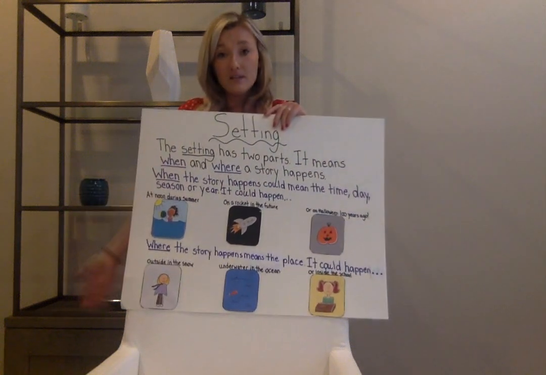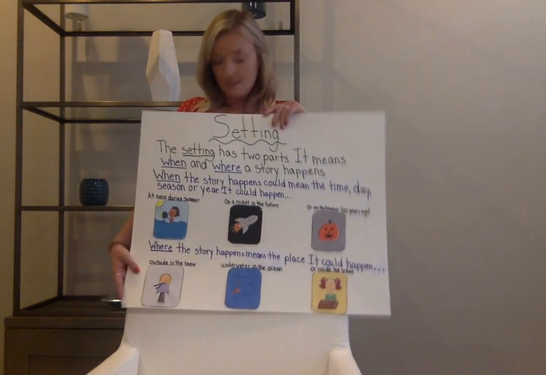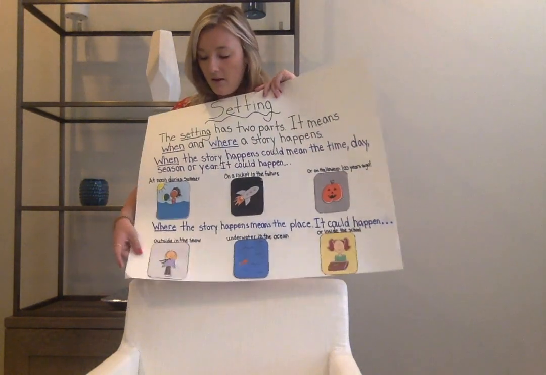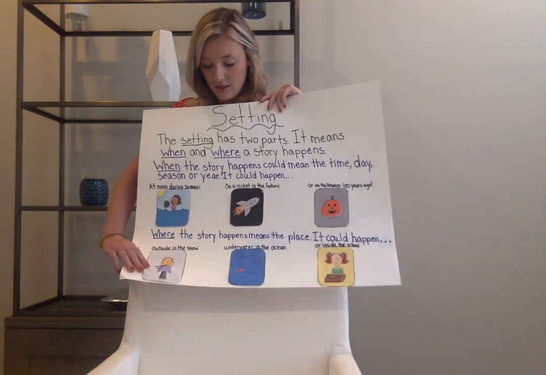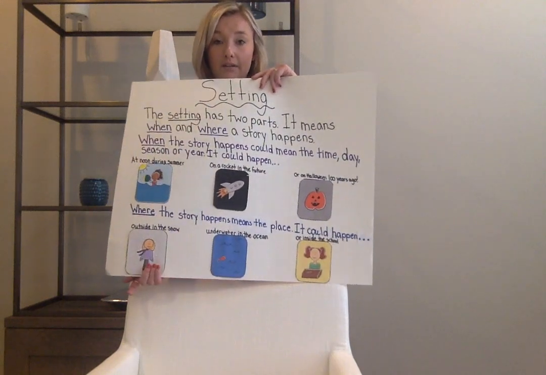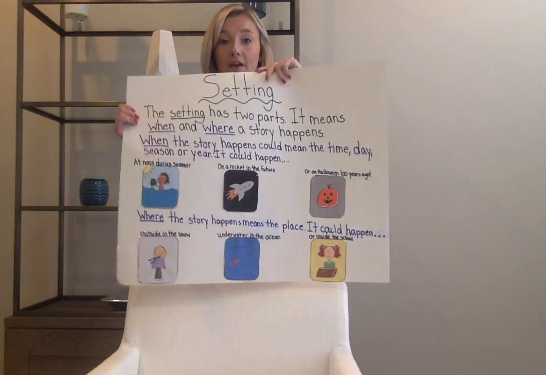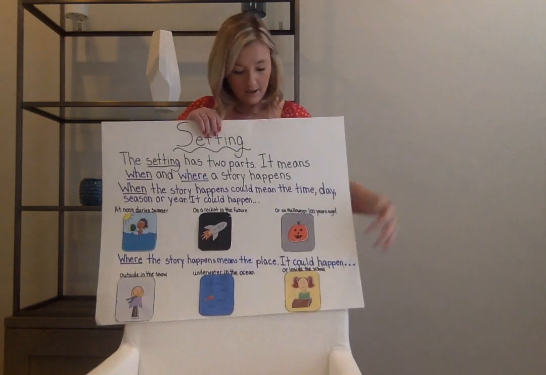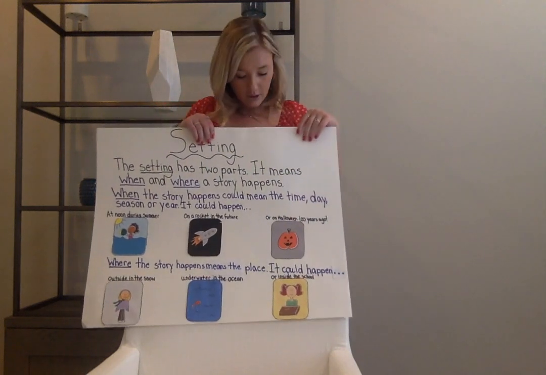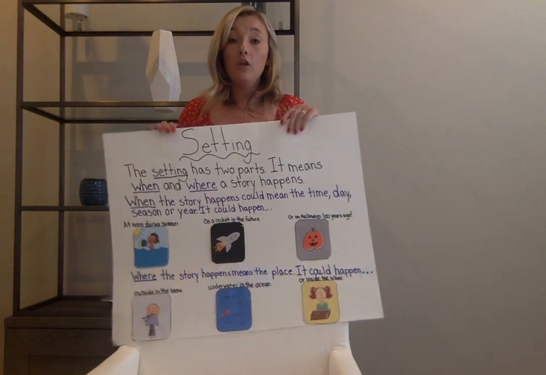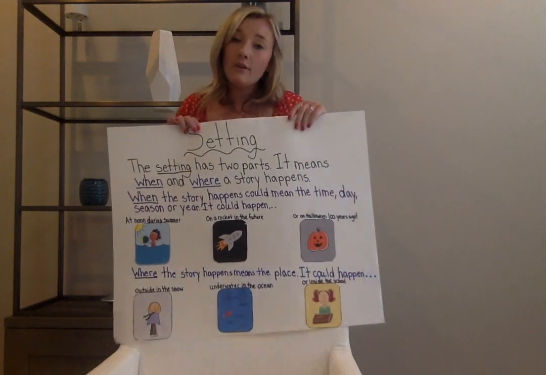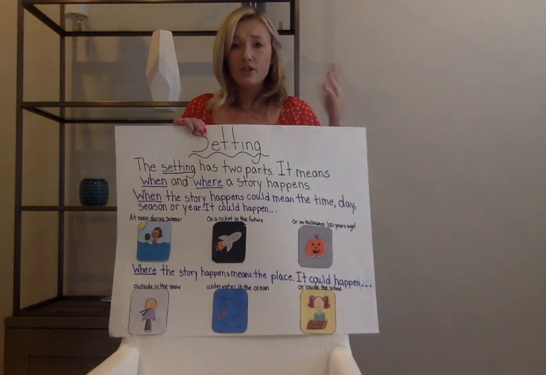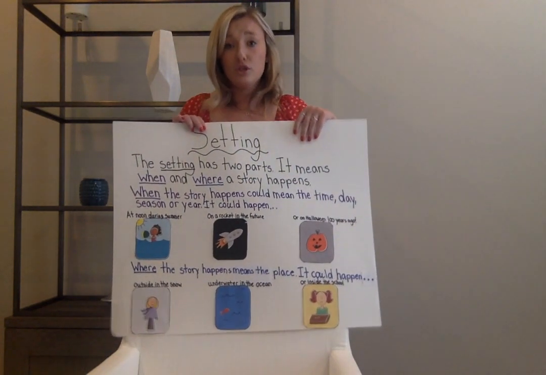So the second part of setting is where. So that's the place the story is happening. Always think of the place. So I have a couple examples here too. I have outside and it is in the snow. A girl's playing outside in the snow. The second one I have underwater in the ocean. That could be a place. And in school. Those are all places. So these are not the only examples of when and where for the setting, but there are just a few that I wanted to put on this poster just so you guys could see.